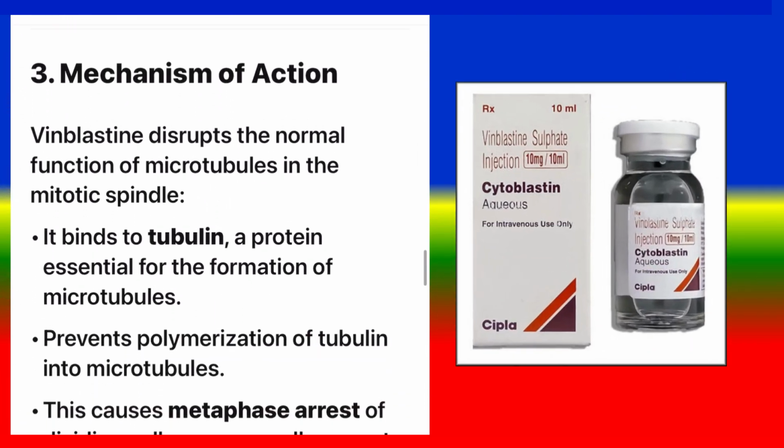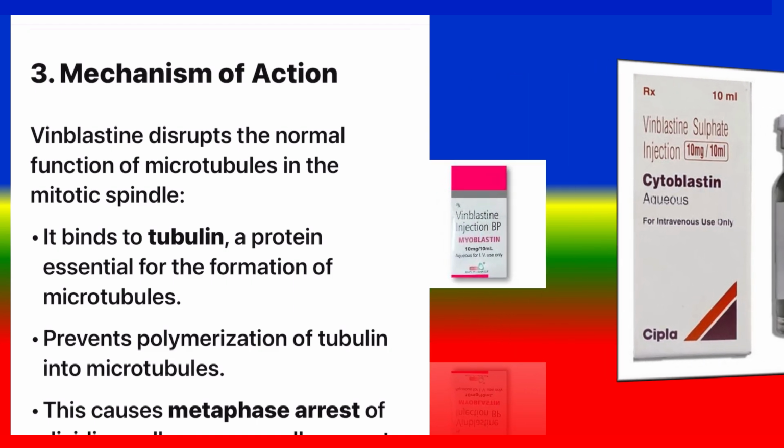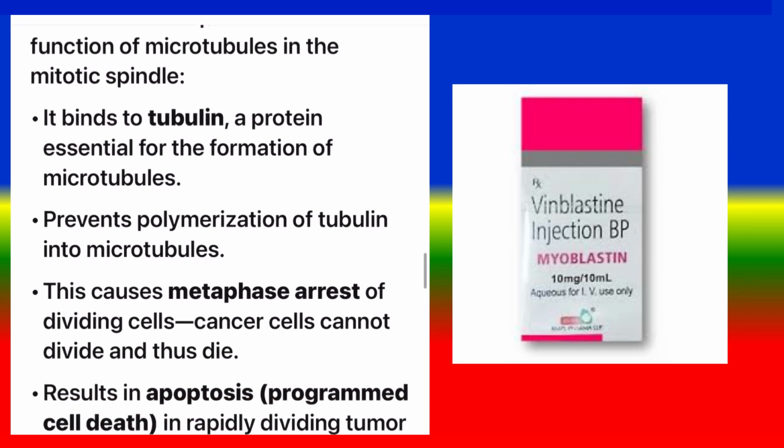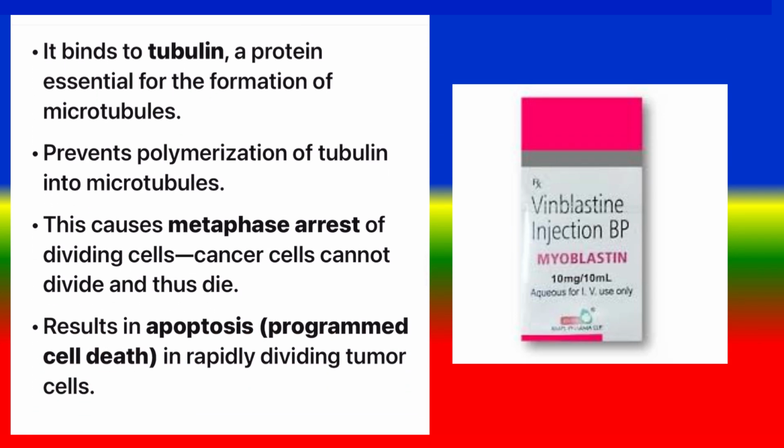3. Mechanism of action. Vinblastine disrupts the normal function of microtubules in the mitotic spindle. It binds to tubulin, a protein essential for the formation of microtubules. Prevents polymerization of tubulin into microtubules.